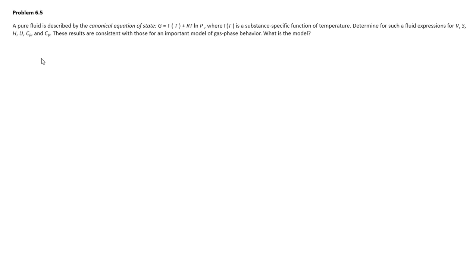Problem statement says a pure fluid is described by the canonical equation of state G is equal to gamma plus RT log of P, where gamma is a function of temperature. They want us to determine for such a fluid expressions for volume, entropy, enthalpy, internal energy, and heat capacity, Cp and Cv. And then they ask us, what kind of fluid is this a good model of?